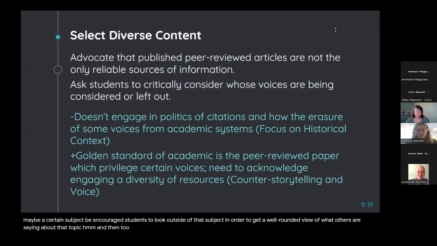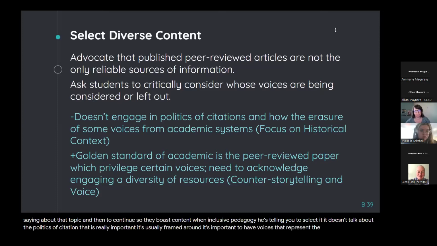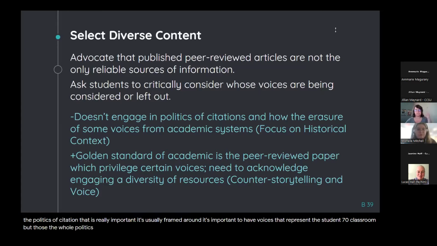And then to continue, so diverse content, when inclusive pedagogy is telling you to select it, it doesn't talk about the politics of citation. That is really important. It's usually framed around, it's important to have voices that represent the students in the classroom. But the whole politics of citation and how voices can be erased through the academic systems, they don't show up in our databases, they don't end up in journals.